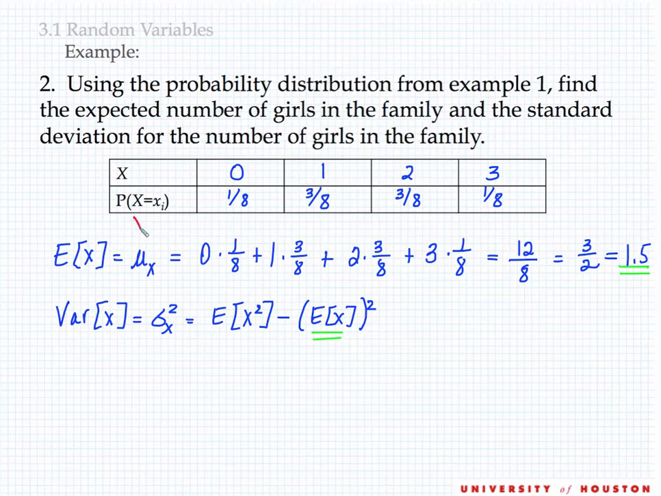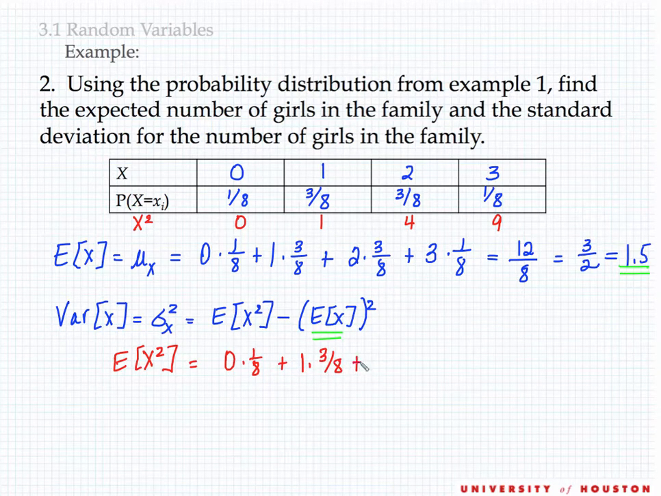Well, let's add on to our chart x squared. 0 squared is 0, 1 squared is 1, 2 squared is 4, and 3 squared is 9. So the expected value of x squared would be 0 times 1/8 plus 1 times 3/8 plus 4 times 3/8 plus 9 times 1/8. And what that gives me is 24/8 or 3.